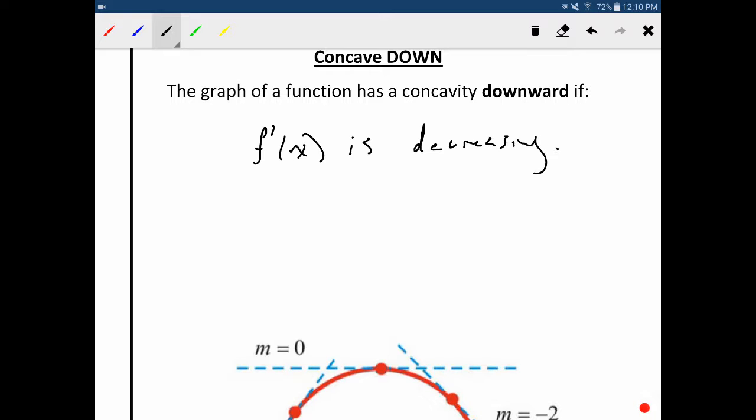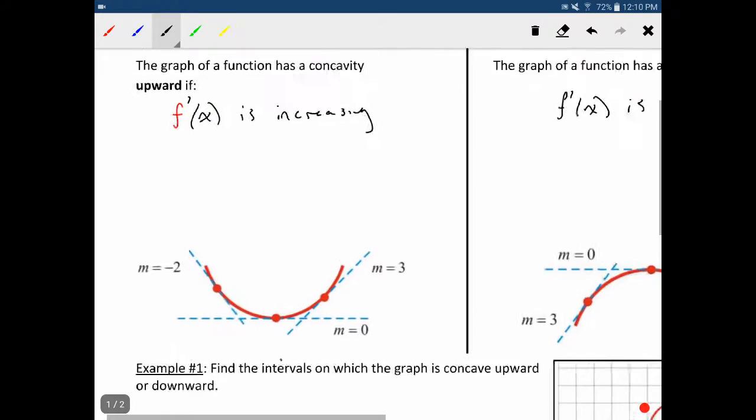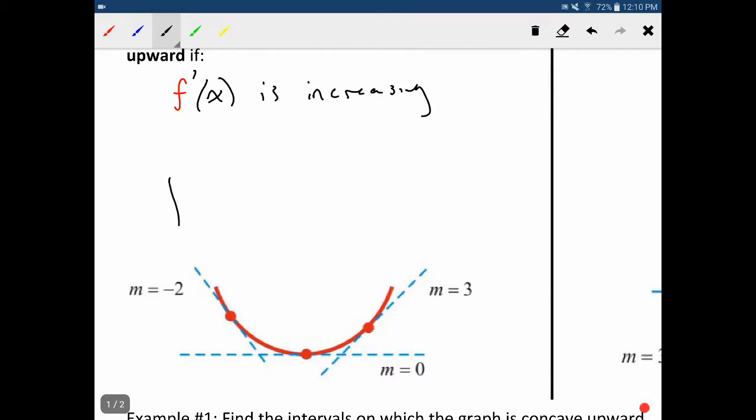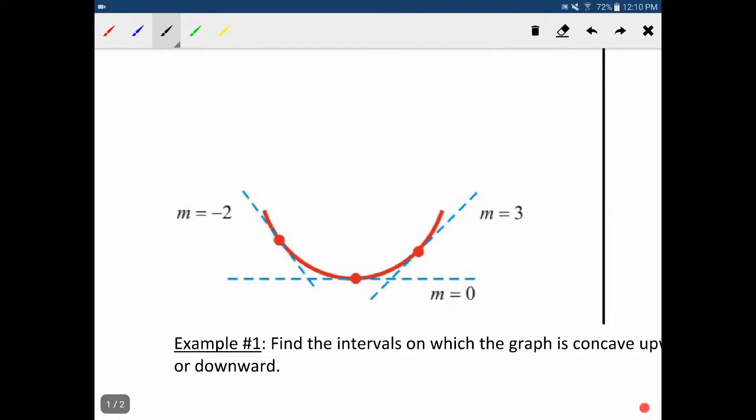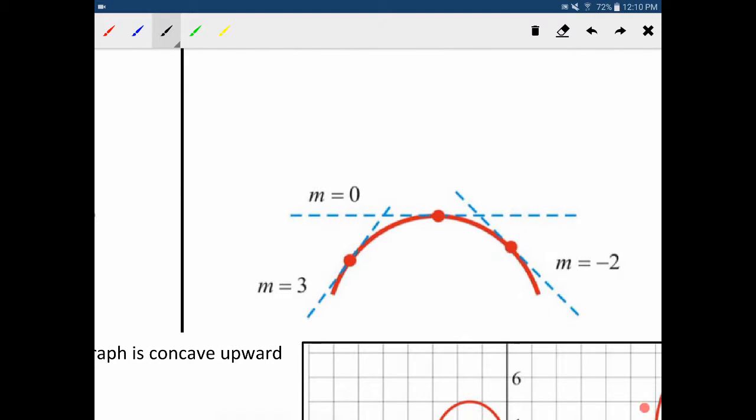What this looks like, if we look at these graphs, is this is concave upwards. It's kind of cupped up, so this is what we call being concave up. Similarly, if it's cupped down, it's concave down.